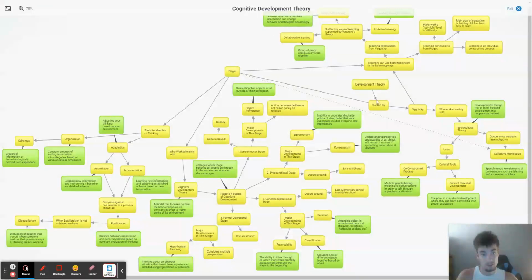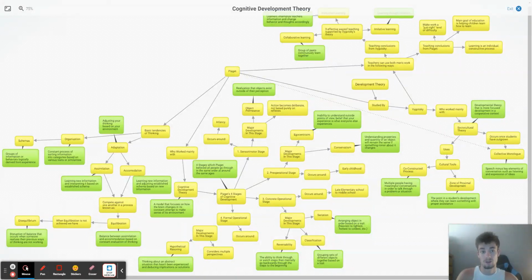Development theory was studied by, and we can go to Vygotsky first. And Vygotsky worked mainly with sociocultural theory, which is a development theory that focuses on the social aspects of learning. So, for example, group work, a lot of more peer based things, and just general day to day social interactions that don't even really have to be in a classroom setting.